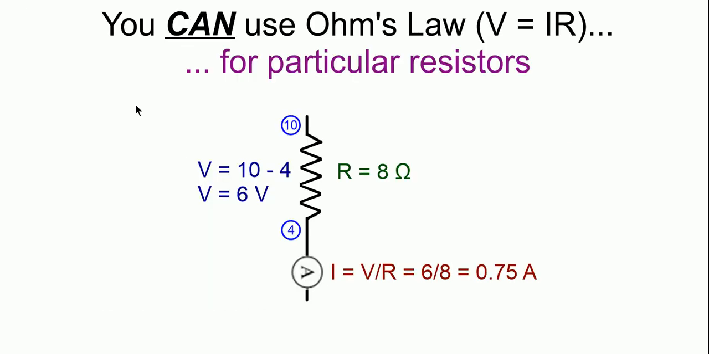So to summarize here, and I'm almost out of time, we can do an Ohm's law calculation for a particular resistor. Here's a resistor, 10 to 4. His voltage is 6. We'll say his resistance is 8, and then I can do a calculation, and I can find the current here across one particular resistor.